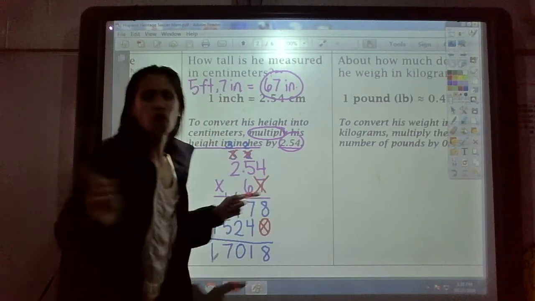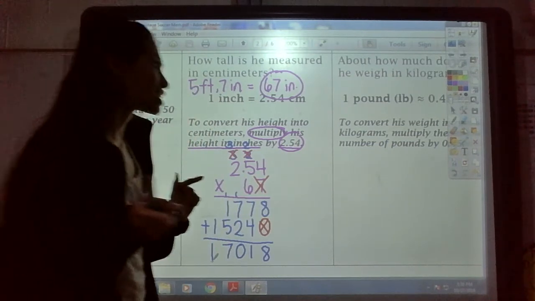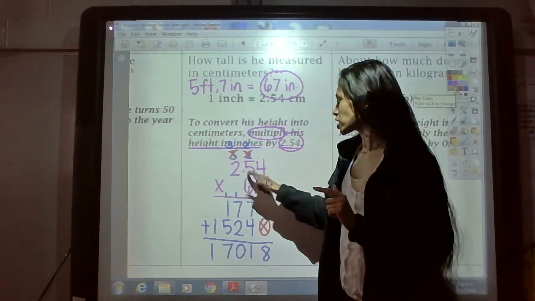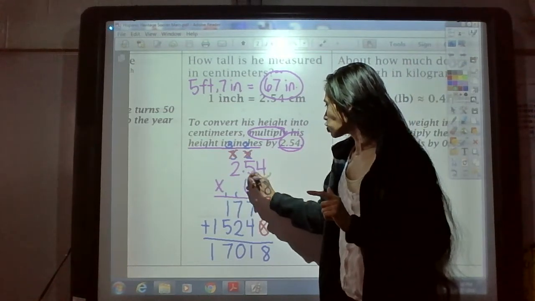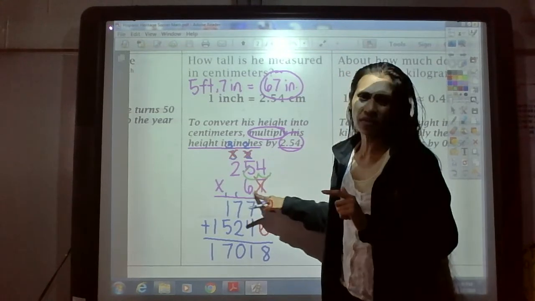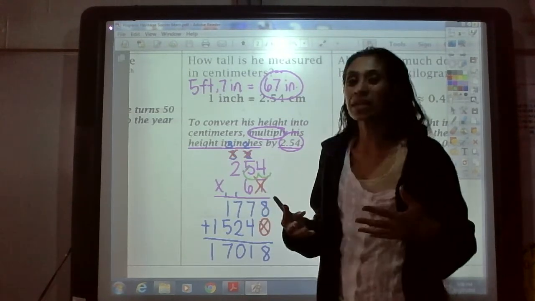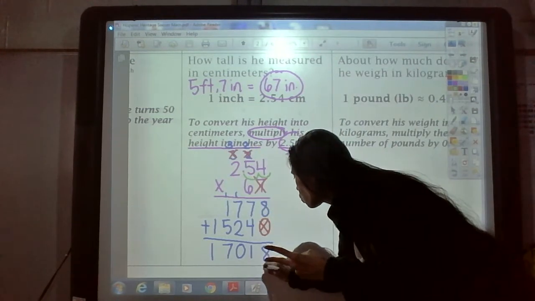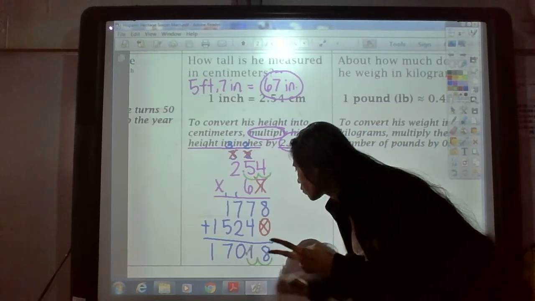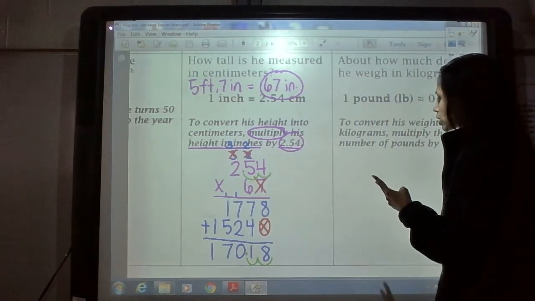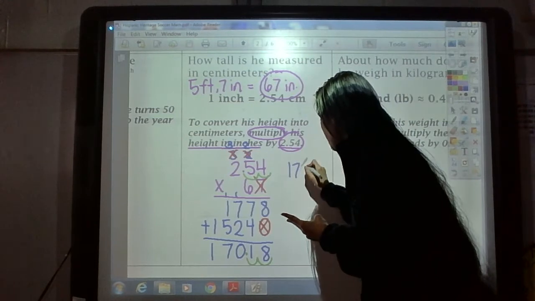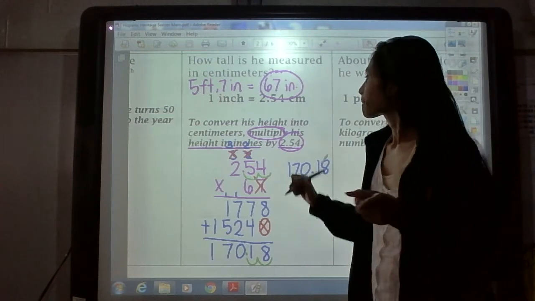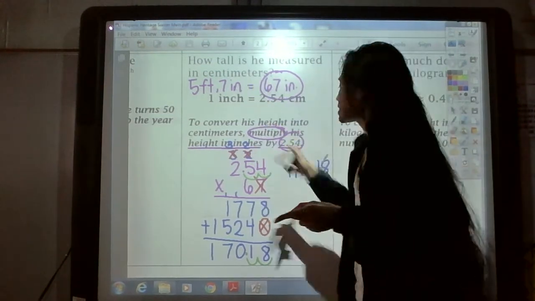Are we done? Oh no, we are not done. We need a decimal. To figure out our decimal, we look up here. You see the decimal right there? I count over 2 spots. This one doesn't have a decimal, so that's 0. So how many places after the decimal? 2. So when I go to the answer, I count 1, 2, and it goes right there. So the answer is 170.18. There's a unit right there.